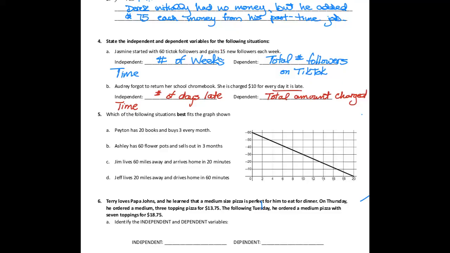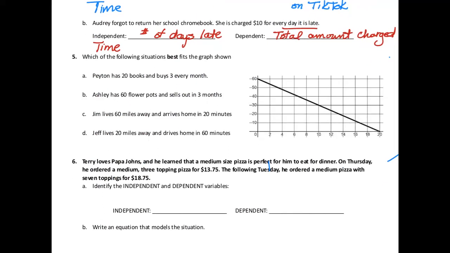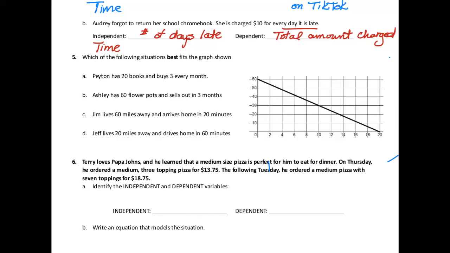Number 5. Got 6 minutes. Which of the following situations best fits the graph shown? All right, so first of all, what do we notice? It's negative, right? Negative slope. So it's decreasing. Negative slope. Something's going down.